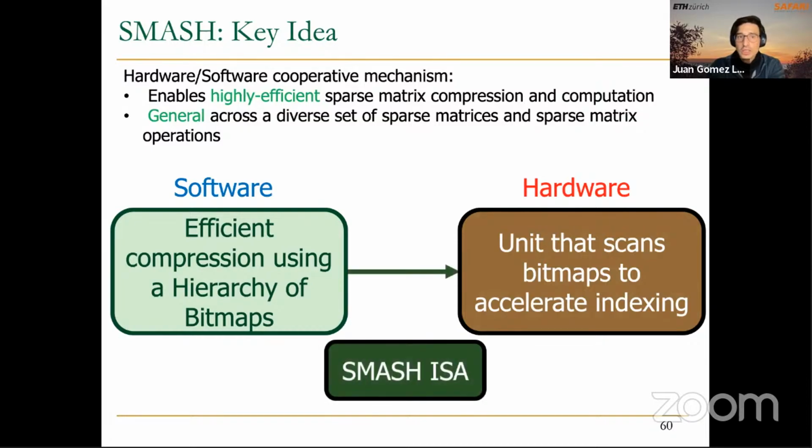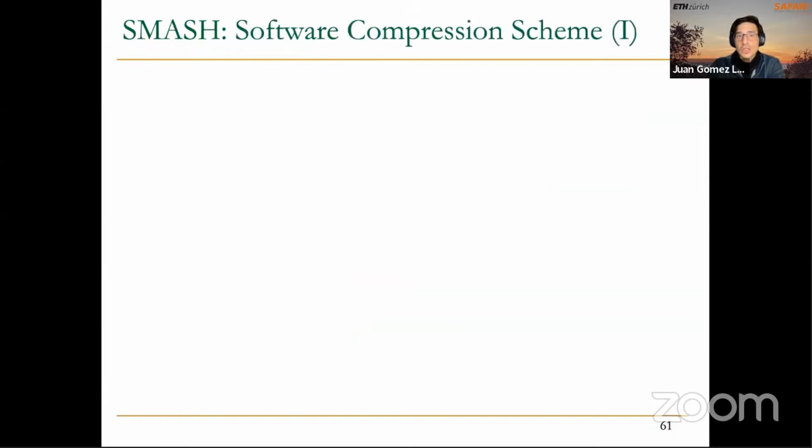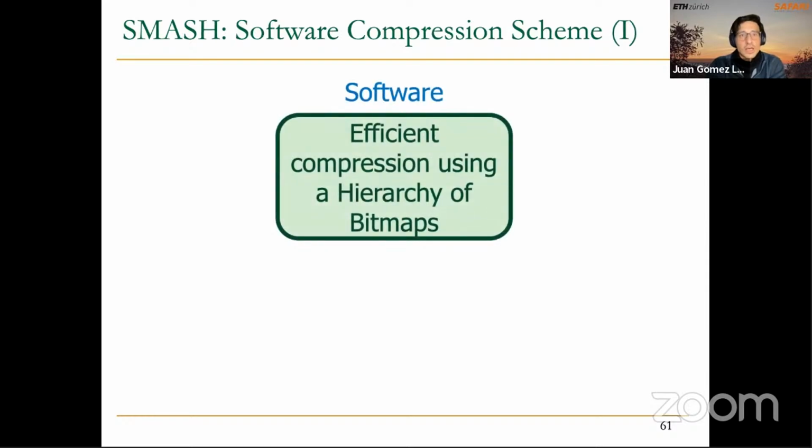The way to communicate the hardware with the software is by using a specialized ISA. But today we are going to focus on the software compression scheme, because we are talking about software compression schemes and how they can be used in a general purpose architecture like GPUs.